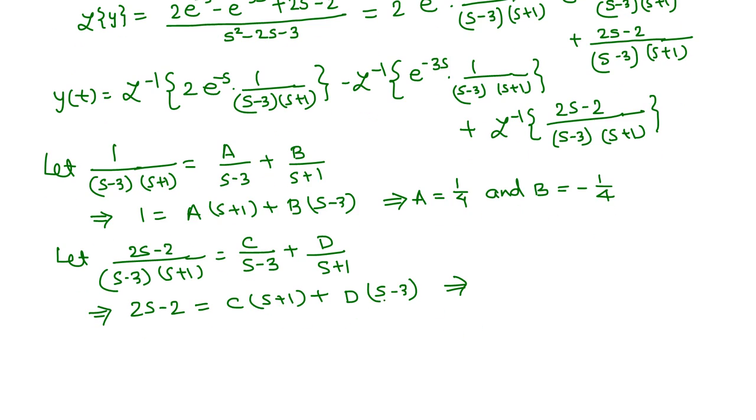If we take s equals 3, 3 minus 3 is 0, so 4C, 2 times 3 is 6 minus 2 is 4, so 4 equals 4C, so C equals 1. And take s equals -1, this is gone, -4D equals -4 when s equals -1, so D equals 1.